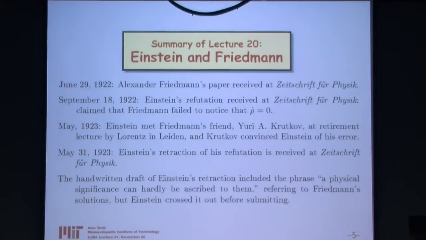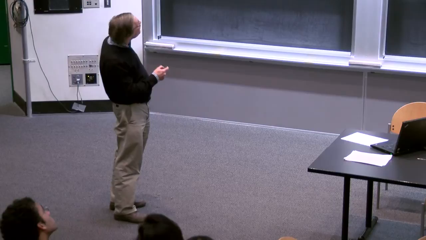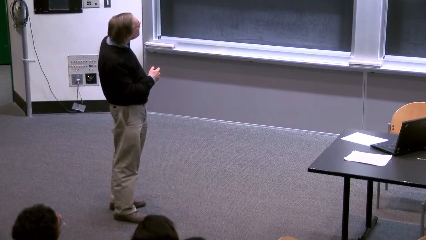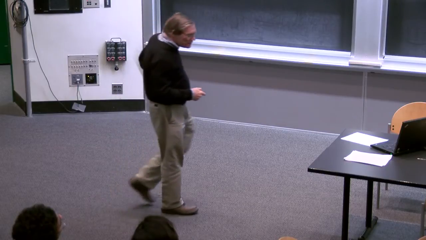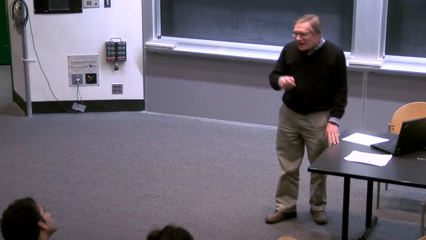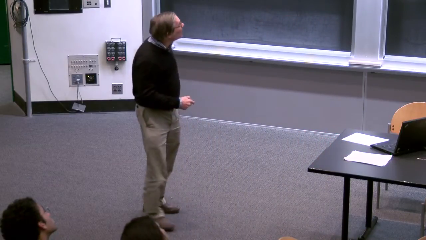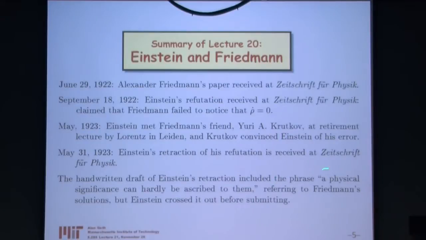Einstein then met a friend of Friedman's, Yuri Kratkov, at a retirement lecture by Lorentz in Leiden the following spring. And Kratkov convinced Einstein that he was wrong about this calculation. Einstein had also received a letter from Friedman, which he probably didn't read until this time, but the letter was apparently also convincing. So Einstein did finally retract, and at the end of May 1923, his retraction was received at Gesellschaft für Physik. And another interesting fact is that the original handwritten draft of that retraction still exists, and it had the curious comment, which was crossed out, where Einstein suggested that the Friedman solutions can be modified by the phrase, a physical significance can hardly be ascribed to them.